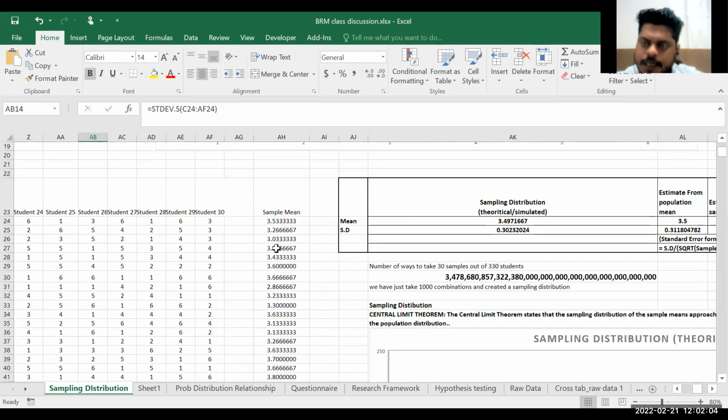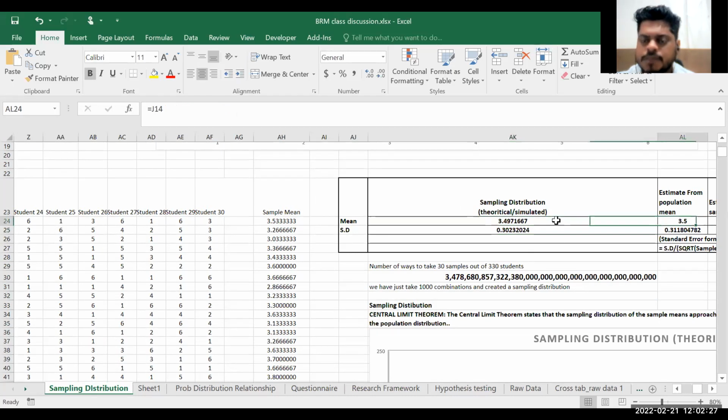And for my theoretical 1000 sample, it is not actually a proper sampling distribution because I have only taken 1000 samples. Because in the Excel file, obviously, I cannot show you that many numbers. So when I take the mean of my sampling distribution of those 1000 samples, it is coming as 3.4971667, and the standard deviation is 0.302.